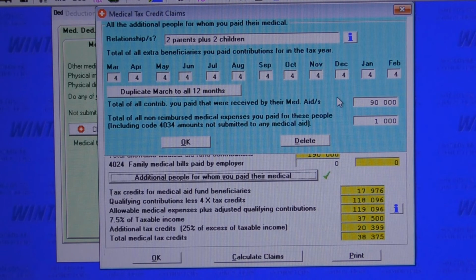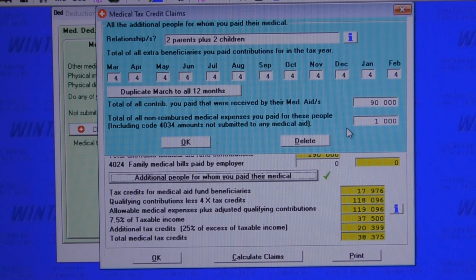Let's say 40,000 Rand in contributions was received by the parents' medical aid and 25,000 Rand each by the other 2 medical aids. So we enter the total contributions of 90,000 Rand. The ITR 12 wants you to enter the medical aid funds, membership numbers, etc., but WinTax only needs you to enter the amounts received by the medical aids from this taxpayer's bank account. The extra contributions you enter on this screen will be added to the allowable contributions that our taxpayer's own medical aid received. Extra non-reimbursed out-of-pocket medical costs will be added to the taxpayer's own non-reimbursed out-of-pocket medical costs.